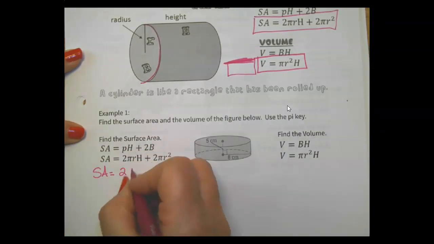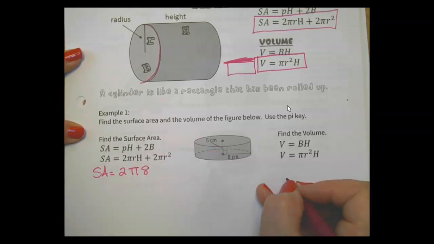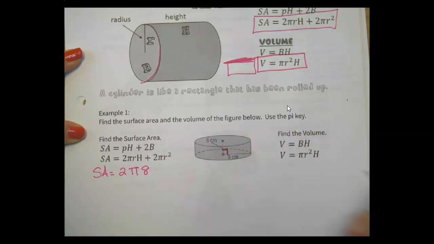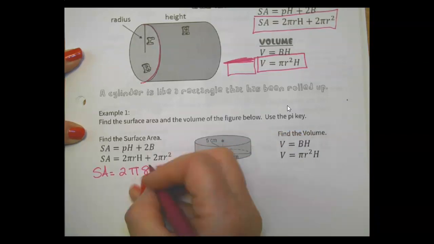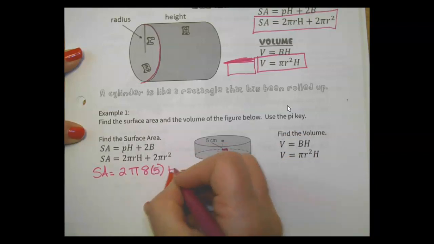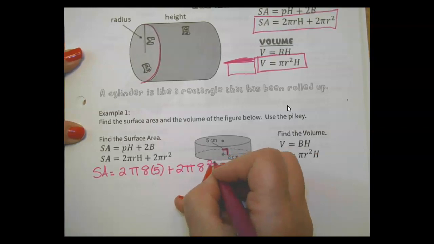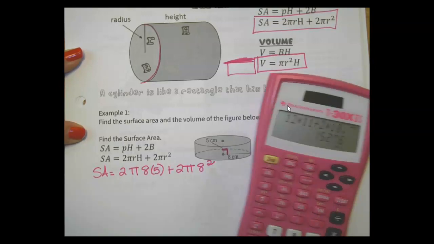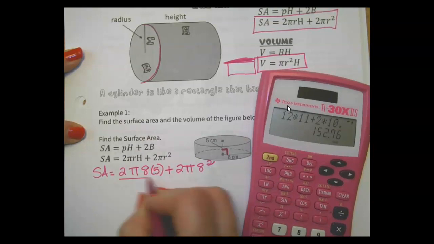So 2 times pi times our r, which here is 8. Our height is from top to bottom, right? From base to base, and it always has a H for height or B for base to base. So that's 5. Plus 2 times pi, my radius squared. That's it. Now, I don't know, are they going to want you to keep those? But we're going to punch these in separately.